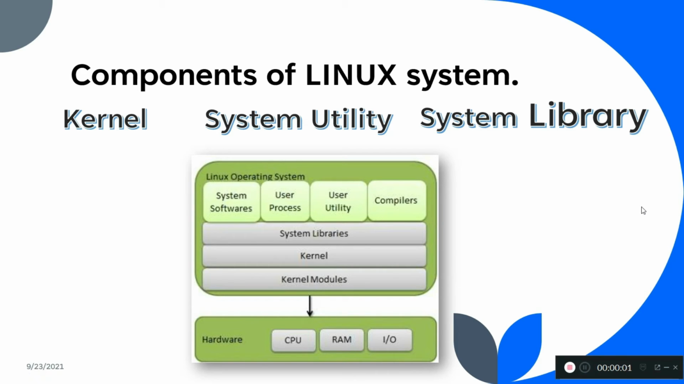System libraries are special functions or programs using which the application programs or system utilities access kernel features. These libraries implement most of the functionalities of the operating system and don't require kernel module code access rights. System utility programs are responsible for doing specialized individual tasks.